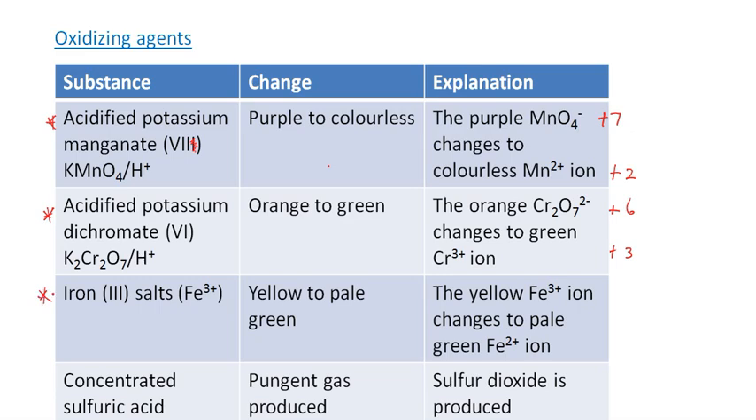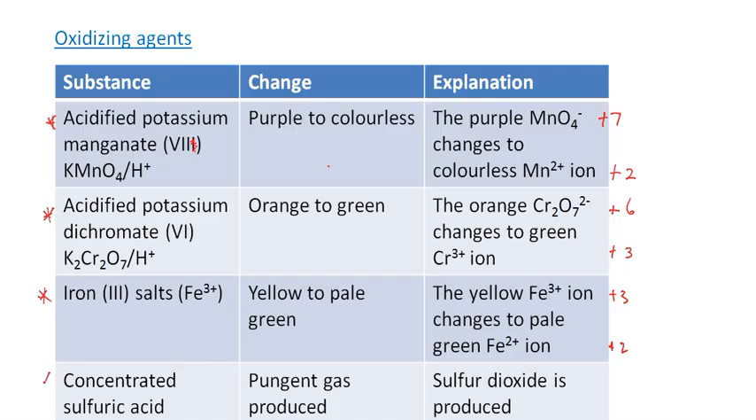Iron 3 salts can act as an oxidizing agent. When it acts as an oxidizing agent, it is reduced. It changes color from yellow to pale green, and what is happening is that the +3 oxidation state of the ion is changing to +2. +3 is where we have the yellow color and +2 is a greenish color.